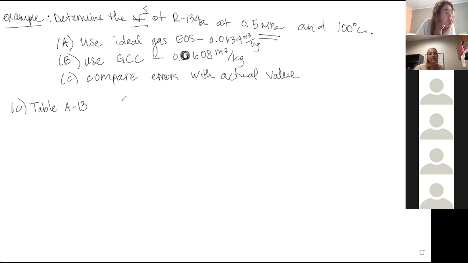It is actually a superheated vapor. We are using the ideal gas law, which means that it is in a gaseous phase. If we look at table A13, which is the superheated refrigerant R134A, the R134A superheated vapor table, here's where we're going to be looking up our value.